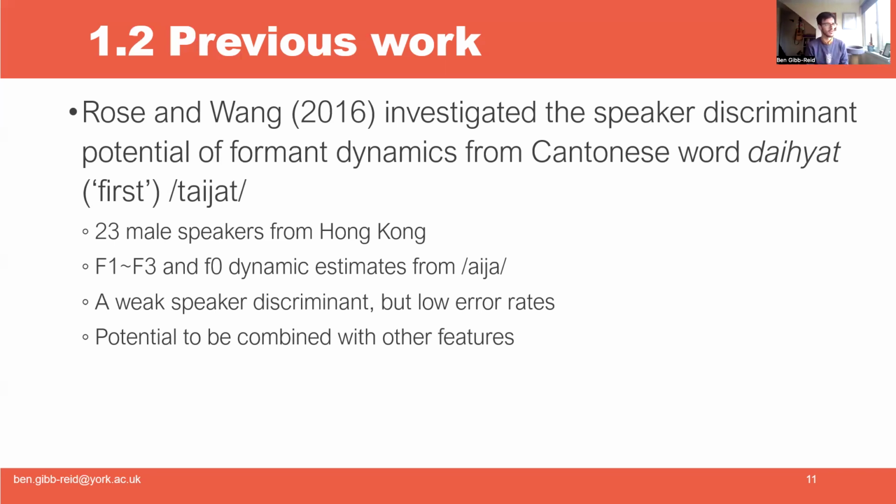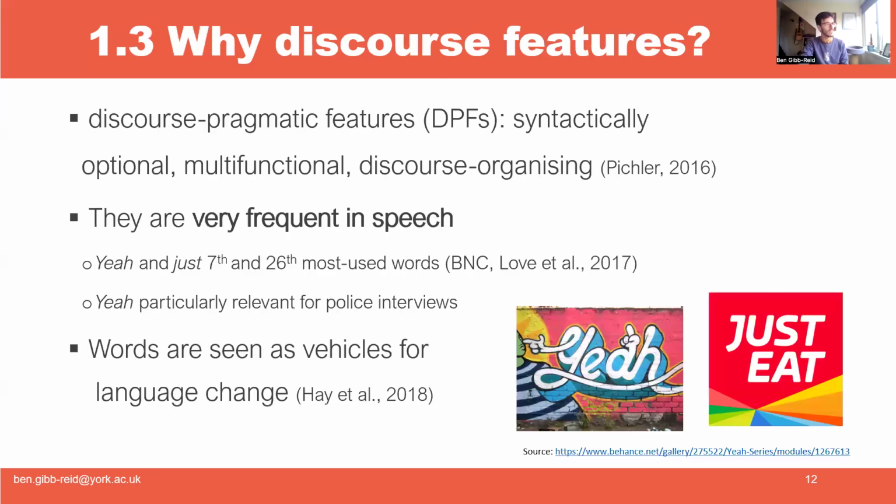in forensic speech science. So the reason I focus on discourse features is partly their availability, but partly this kind of slightly other aspect, which I think needs to be controlled within the variation. So these are defined by Heike Pichler's work. It's kind of a combination of discourse markers, pragmatic particles, trying to avoid calling it one thing or the other and having a slightly higher order term. But they're syntactically optional, multifunctional, and discourse organizing. That's generally the definition. And they're very, very frequent in speech.